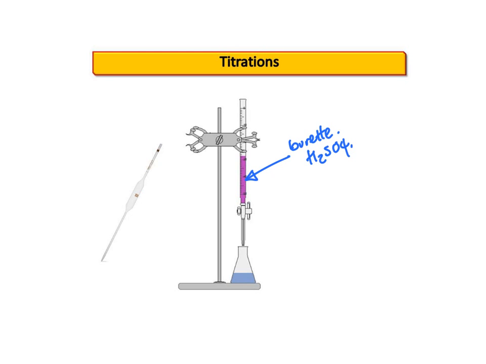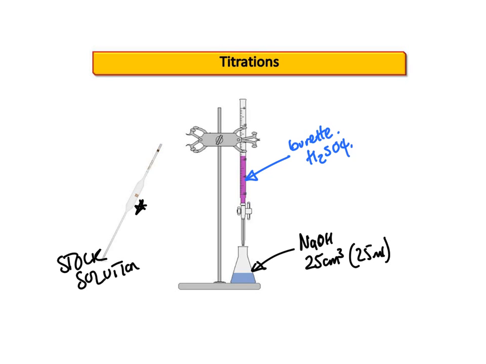On the other hand, you have a known solution of a specific concentration and volume, and this is, in this case, going to be sodium hydroxide. We know the volume because we have used a pipette, and therefore we have 25 cm³, or 25 mL. And we know the concentration because our stock solution that we've taken it from reads a concentration of 0.105 mole per dm³.